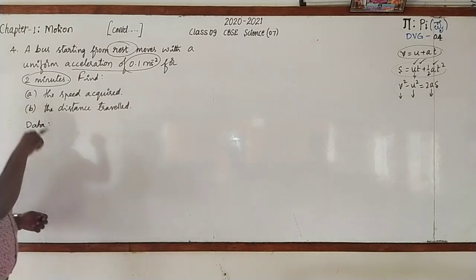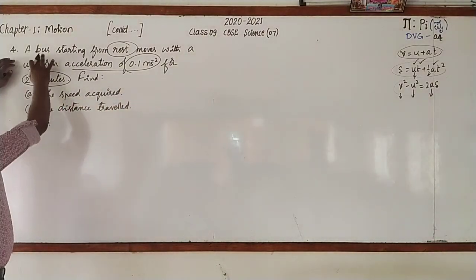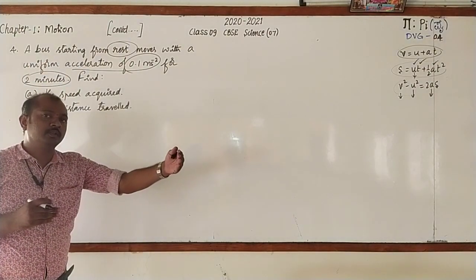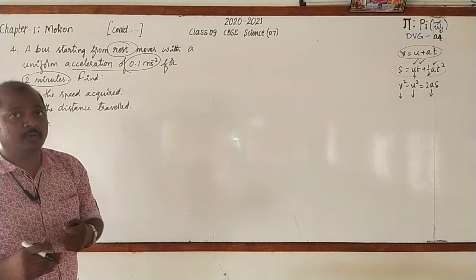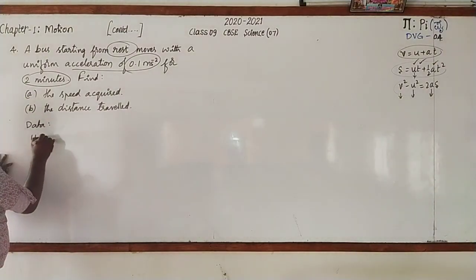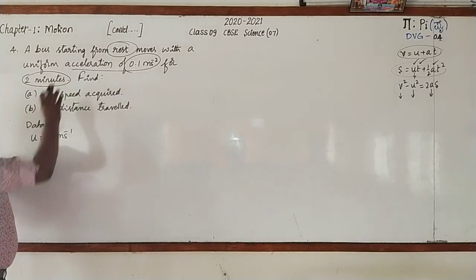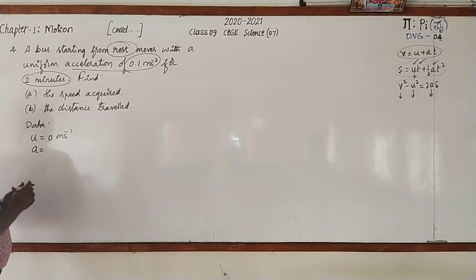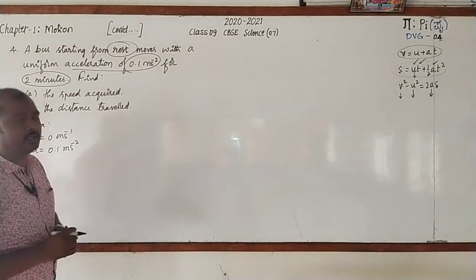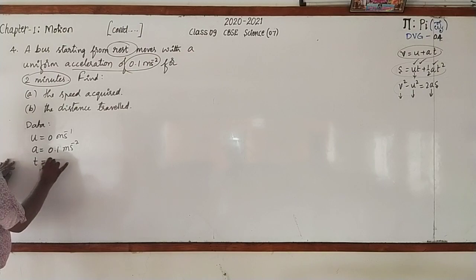When you are copying the statement, you should be able to understand the entire statement. See that a bus starting from rest position has started to move. That means, what do you say about the initial velocity? It is 0. So u equal to 0 meter per second. It moves with a uniform acceleration. Acceleration a equal to 0.1 meter per second square. Already it has been given in SI unit only. For how long? For 2 minutes. That is time, 2 minutes.